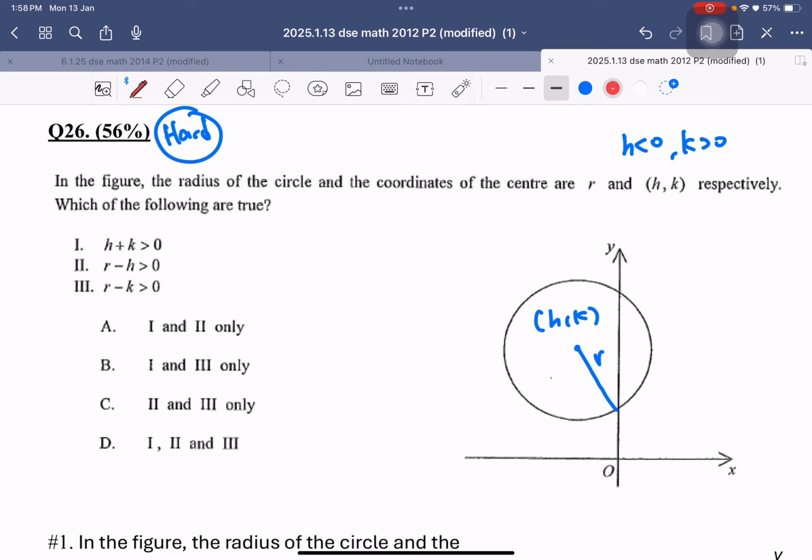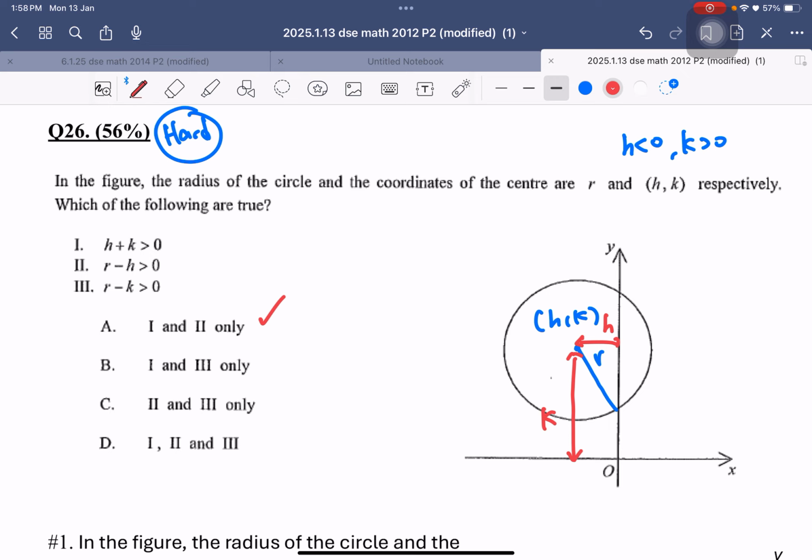So this is going to be your k, and this is going to be your h. Even though h is negative, take a small h, for example negative 2, plus 3. That must be greater than 0. So a small negative h plus a bigger positive k must be greater than 0. So h plus k must be correct.